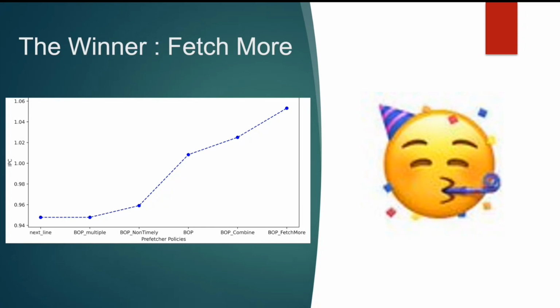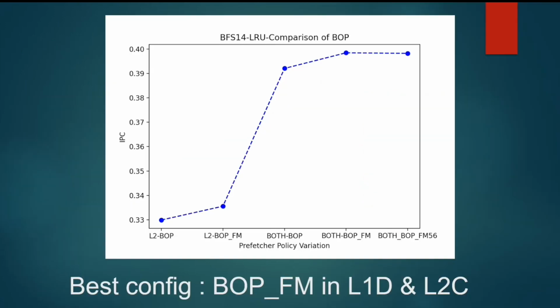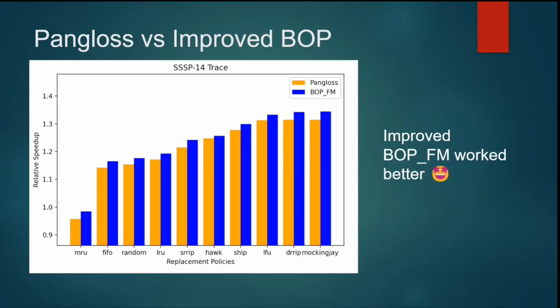As can be seen in this graph, fetch more optimization worked best, and hence that is the optimization that we further worked with. We also increased the performance by also prefetching in the L1 cache along with L2. We then compared Pangloss with our improved fetch more version of best offset prefetcher, and we can see that our changes helped to achieve better results.